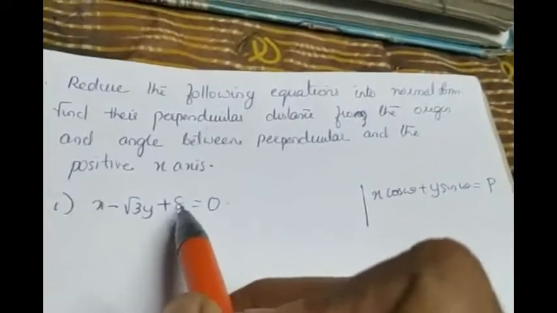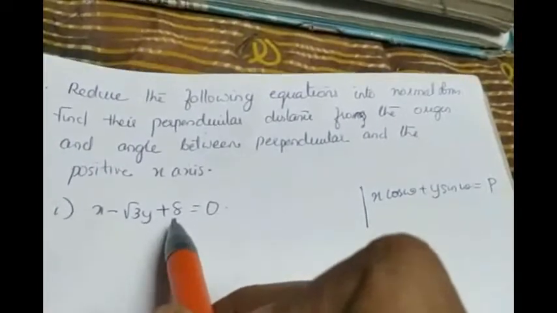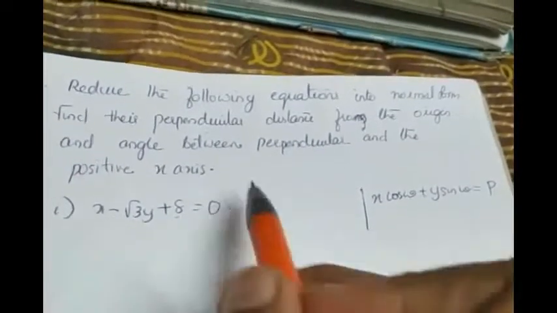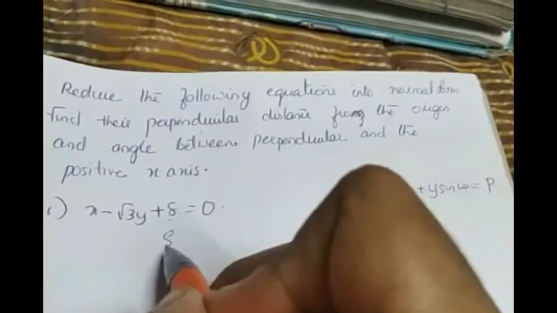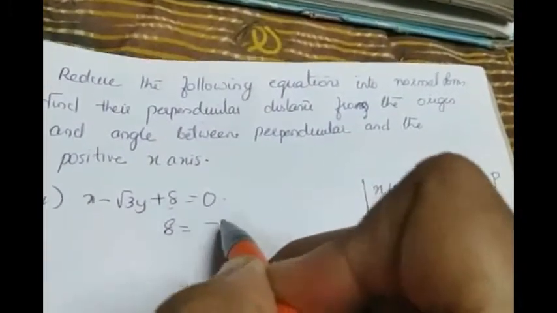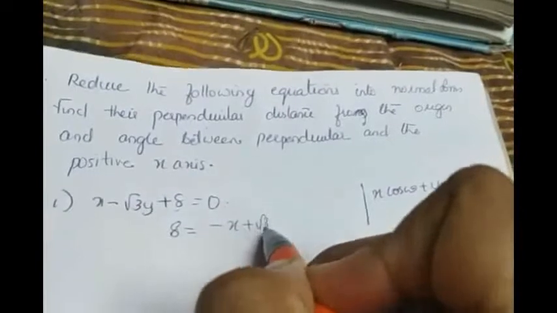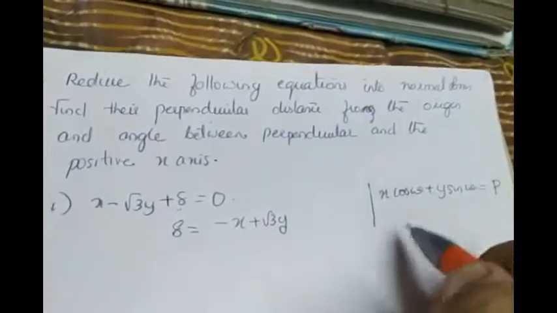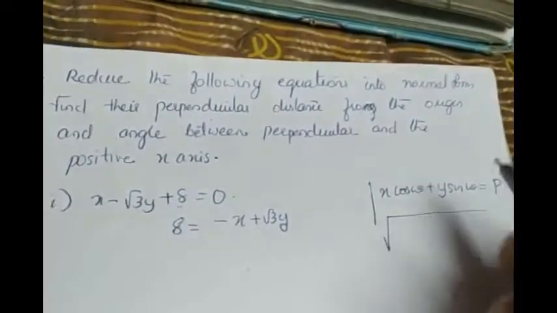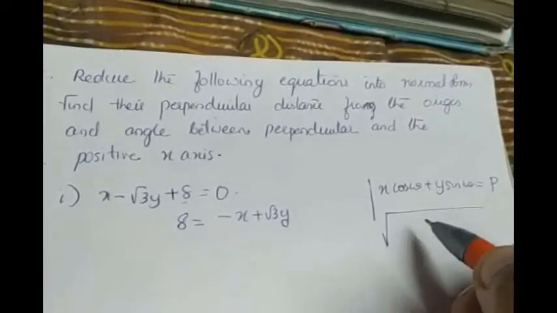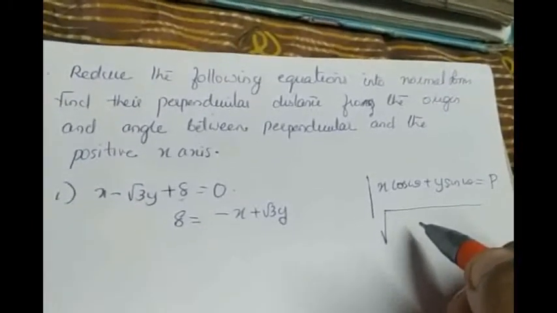So here already the constant term is on the left side with the positive sign. So we have to take the other two terms to the right side. So we can rewrite the equation as 8 is equal to minus x plus root 3y. The next thing to do is you have to take the square root of the sum of the squares of coefficient of x and y.